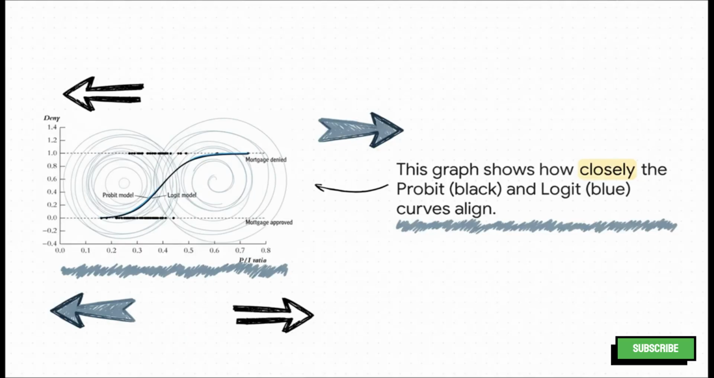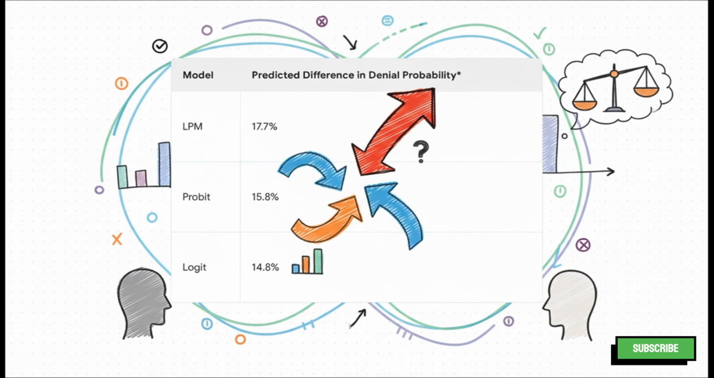Don't believe me? Take a look at this. We've laid the Probit and Logit curves for our mortgage data right on top of each other. You can see the black line and the blue line are, well, they're practically the same line. They are incredibly close.